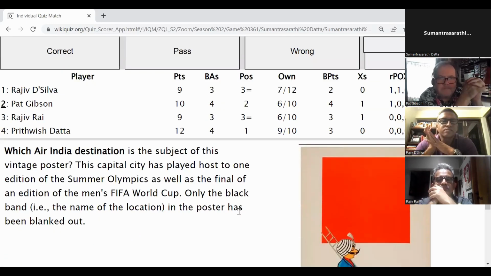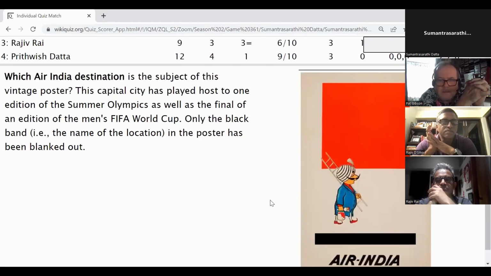Which Air India destination is the subject of this vintage poster? This capital city has played host to one edition of the Summer Olympics as well as the final of an edition of the Men's FIFA World Cup. Only the black band, that is the name of the location in the poster, has been blanked out.